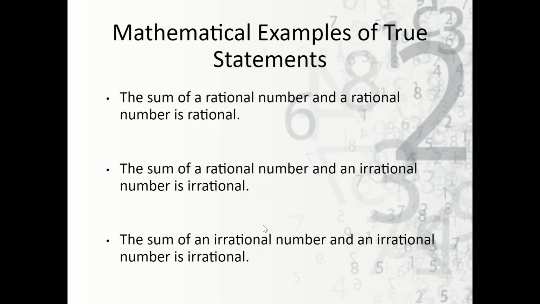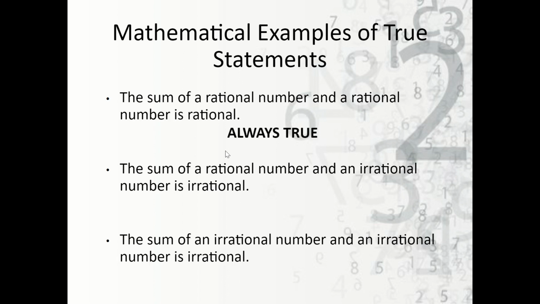So here's some examples of what we're talking about. It says the sum of a rational number and a rational number is rational. And we need to decide, is that sometimes true, always true, or never true? Well, if we add a rational number and a rational number, so that's a fraction and a fraction, will we ever get anything that's not a fraction? Well, we know from closure that we'll always get a fraction in return, so this one is always true. It will always be rational.